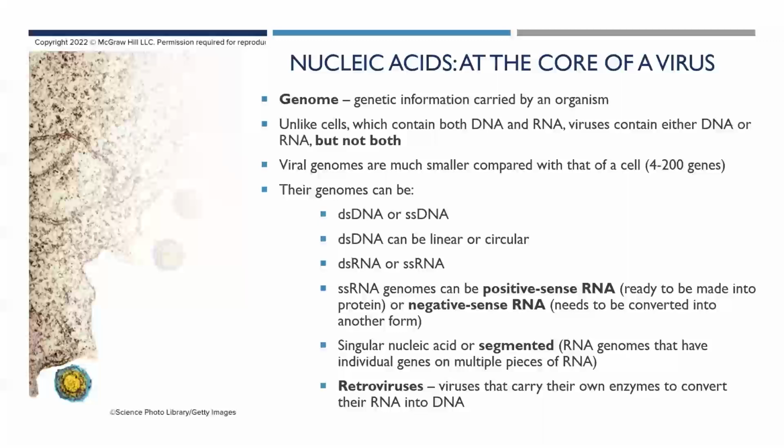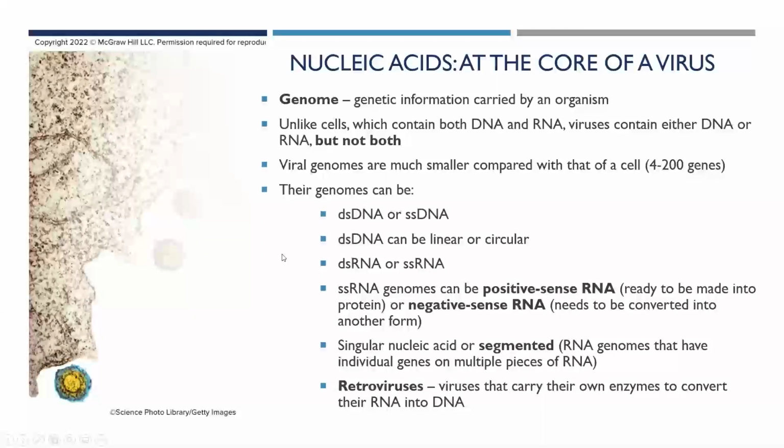The viral genomes are very small compared to those of a living cell. To give you some perspective, viral genomes are usually between 4 to 200 genes, which you say, hey, 200 genes, that's pretty good. Yeah, well, your genome is around 23,000 genes, okay? So much, much simpler, much more concise.